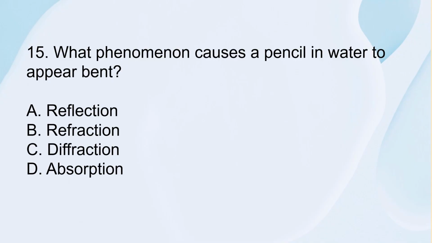Number 15. What phenomenon causes a pencil in water to appear bent? Letter A, reflection. Letter B, refraction. Letter C, diffraction. Or letter D, absorption.